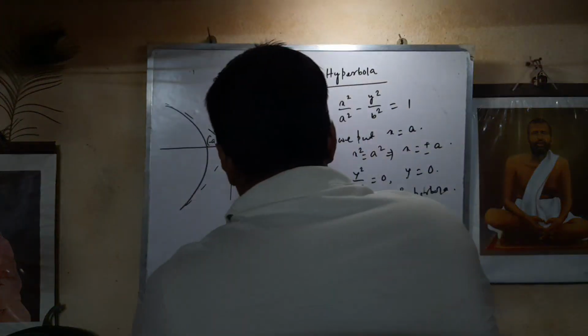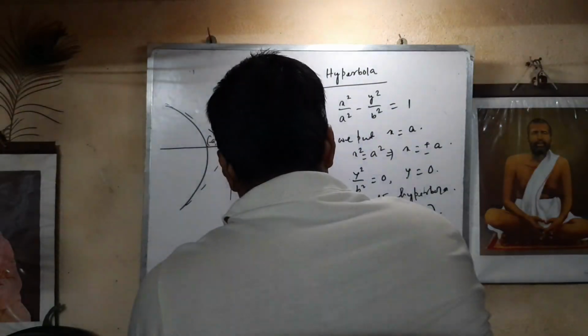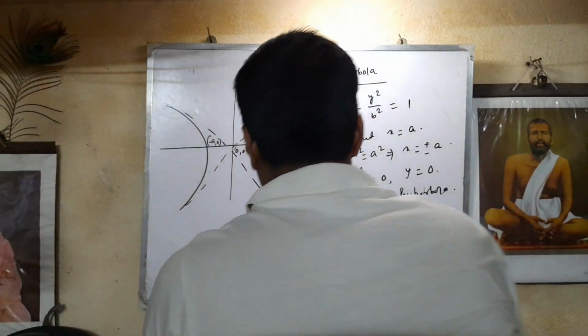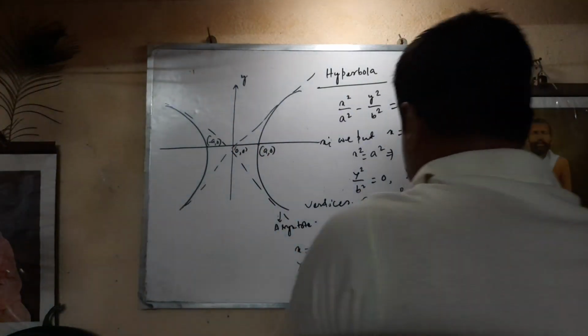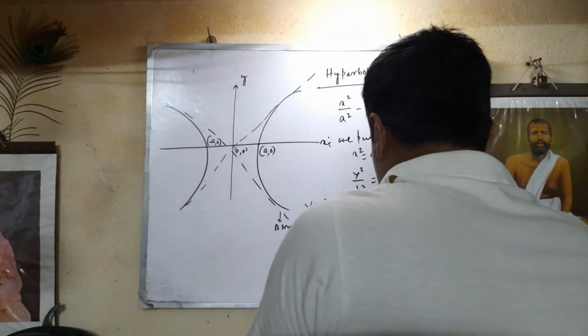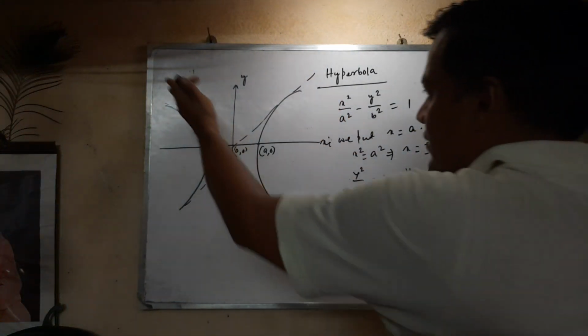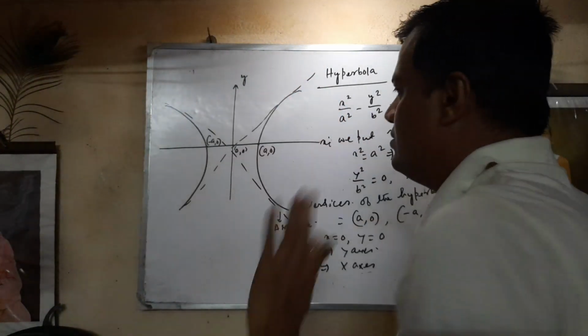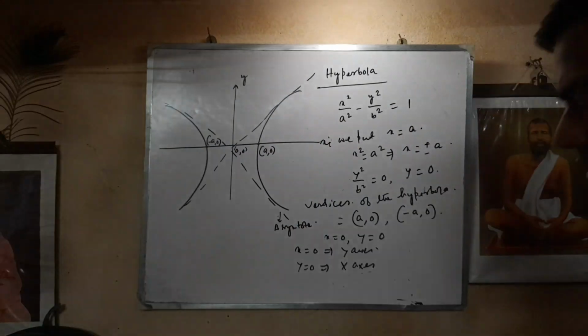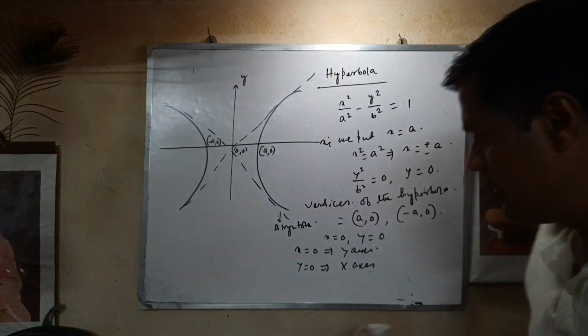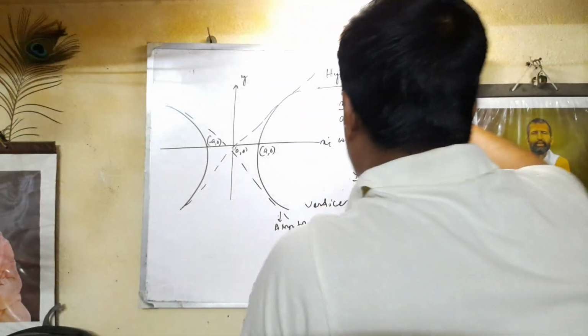It is one asymptote. The axes of the hyperbola are the x-axis and y-axis, and the corresponding asymptotes are these dotted lines shown in the figure. Okay.